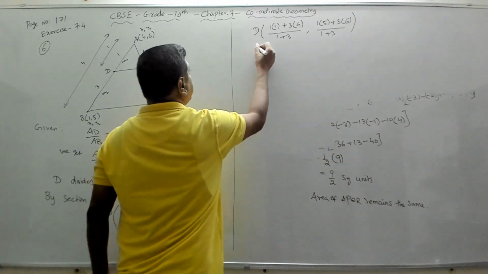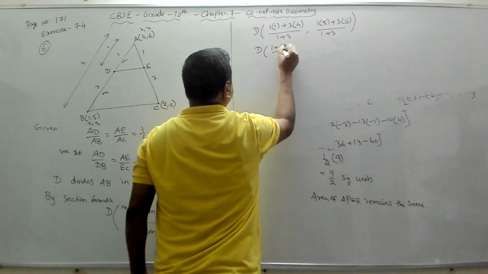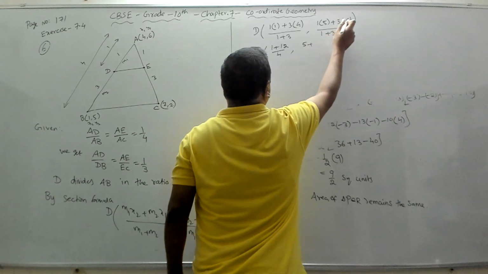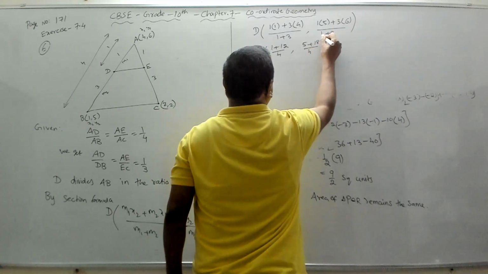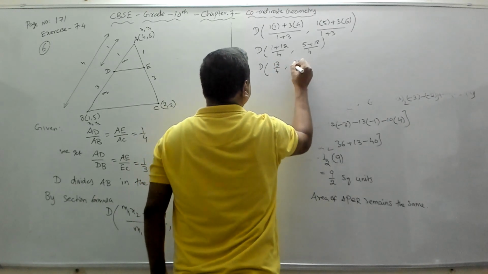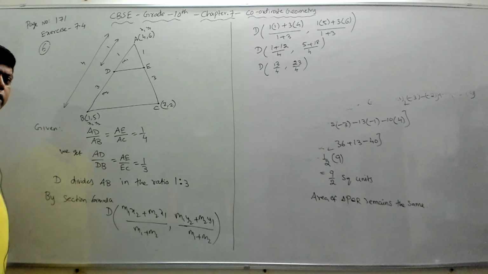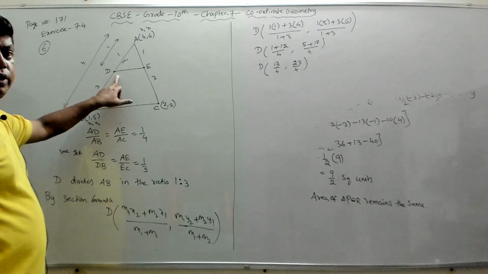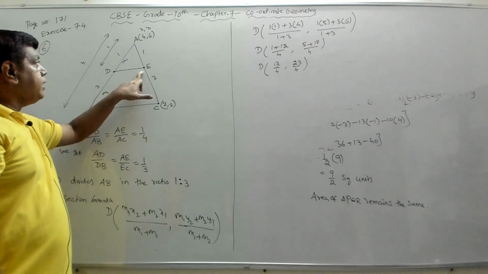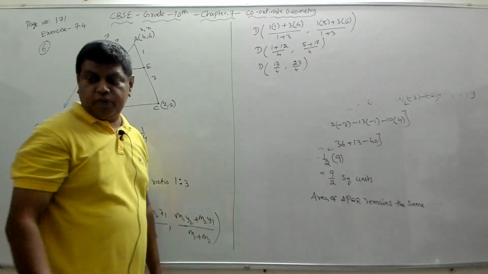So that gives you D as 1 plus 3 4s are 12 by 4, comma, 5 1s are 5 plus 3 6s are 18 by 4. So your D becomes 13 by 4, comma, 23 by 4. So this is the coordinate of the point D. So we have found D now. If we find E, and we know all three vertices A, D and E, then we can find the area of the triangle using the formula for the area of a triangle.